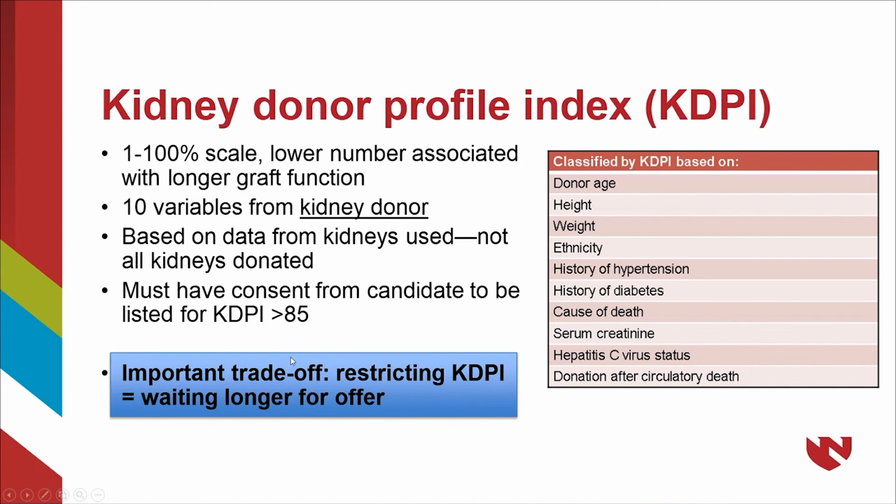In the blue box is an important concept, though. If patients restrict the KDPI of offers they are willing to look at, it will translate into likely waiting longer for transplant. There is some temptation on patients' parts, and sometimes on transplant teams' parts, to say, I would like to wait for a kidney with a low KDPI, like less than 30. That may be reasonable in some situations, but remember, any restriction will likely mean waiting longer for that kidney offer to come.